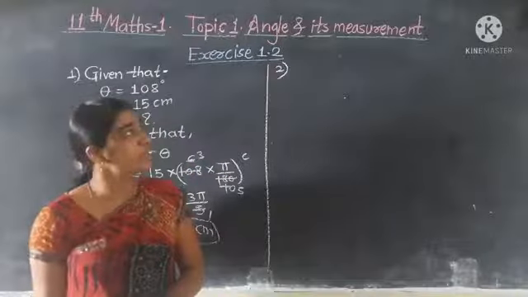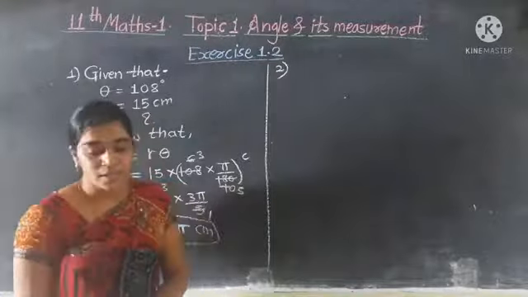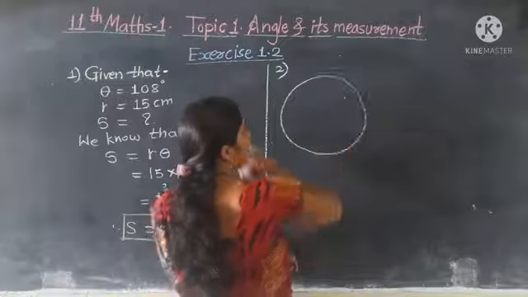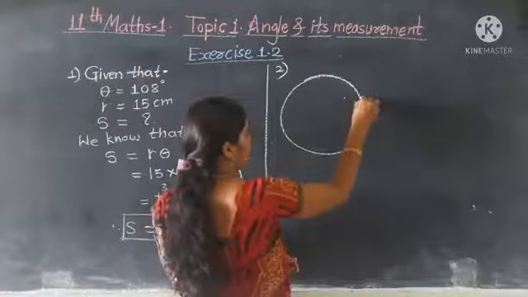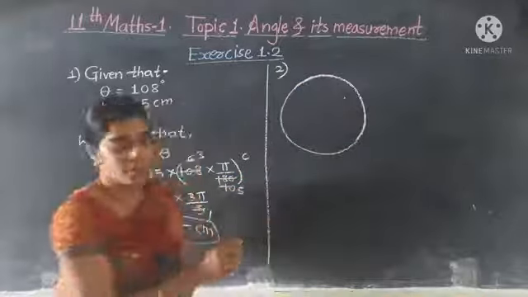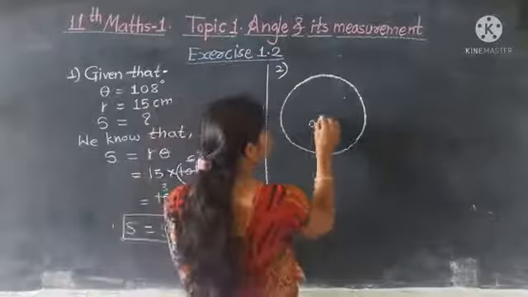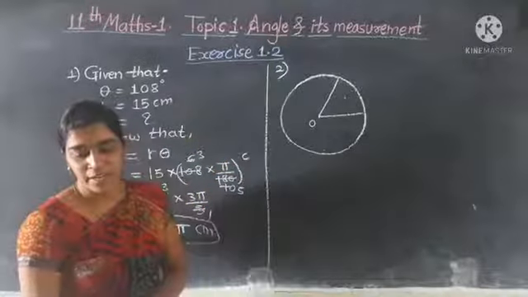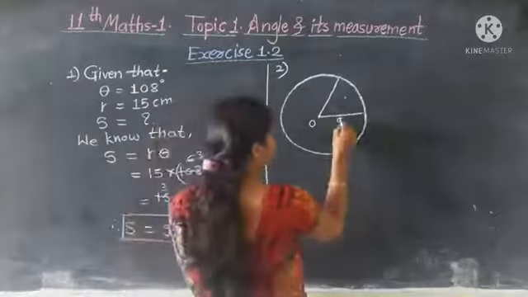What is the given example? See, circle is given, so we draw here first the figure of circle. I draw the figure here. You draw with the help of compass. O is the center. We have given radius 9 centimeter.